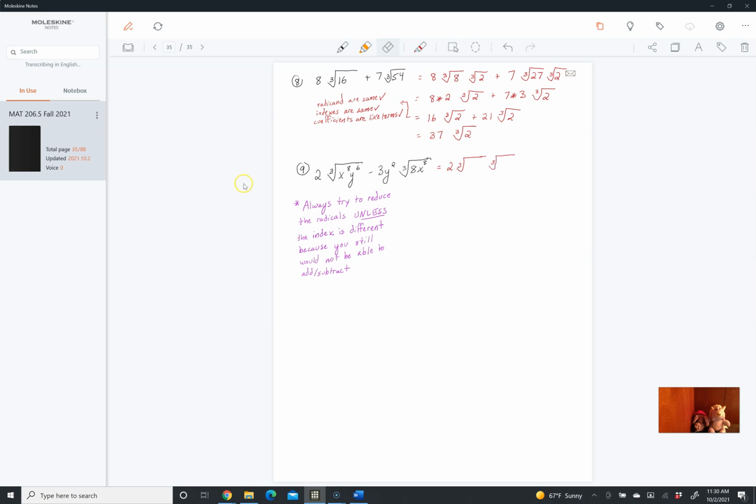So x to the 8th, we're looking for the largest power of x that's less than or equal to the exponent and divisible by the index. So 8 is not divisible by the index. We go down by 1. 7 is not divisible by the index. We go down one more. 6 is. So x to the 6th is going to go under here, and what's left over are 2 x's. We use 6 of them, there are 2 left. Okay, y to the 6th. 6 is divisible by the index, so the whole y to the 6th goes under here.